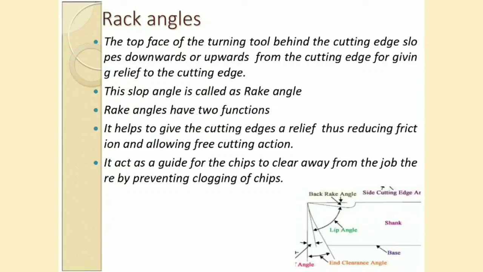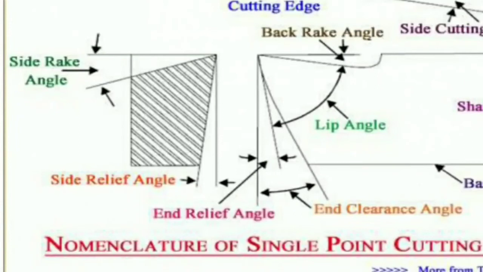The second is that it acts as a guide for the chip to clear away from the cutting area, preventing clogging of chips on the face of the tool. These are the two functions of the rake angle. There are two types of rake angle: one is the back rake angle and the other is the side rake angle.